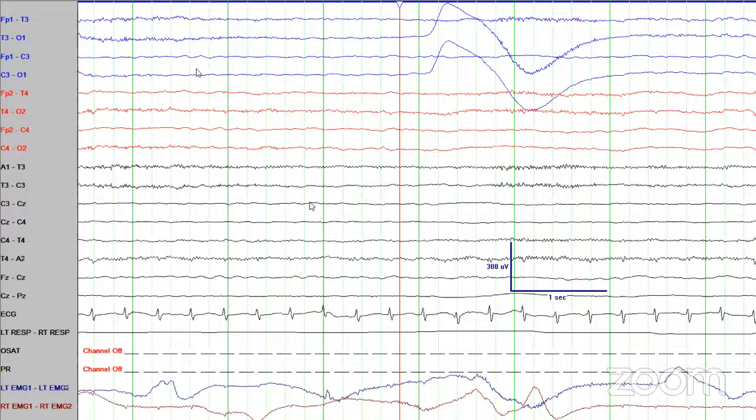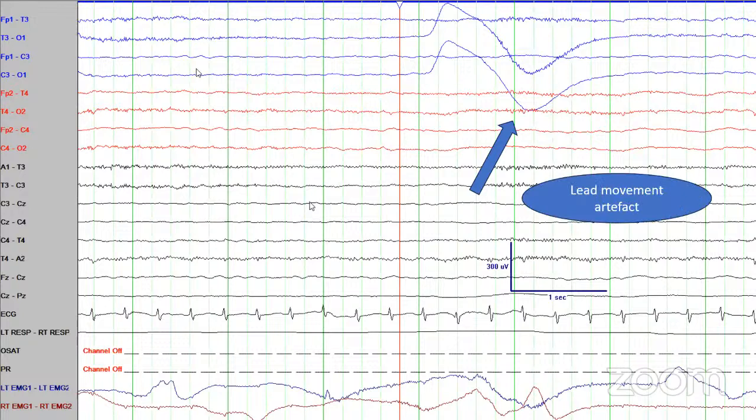Now look at this epoch. Here, the thing that literally stares you in the eye is this large sinusoidal, large amplitude, very low frequency activity happening in O1. This is a very large amplitude waveform without any field, which means that it is not affecting the electrodes nearby. So it looks like something exclusive to O1. So this is actually a lead movement artifact.